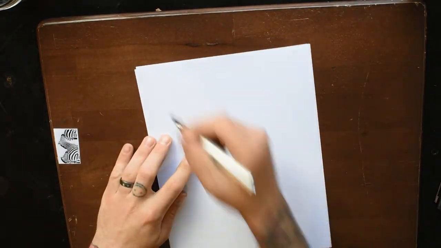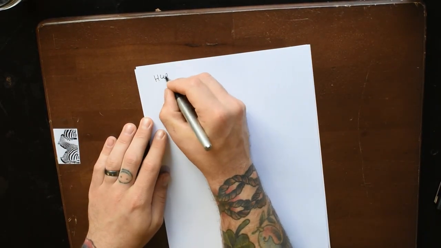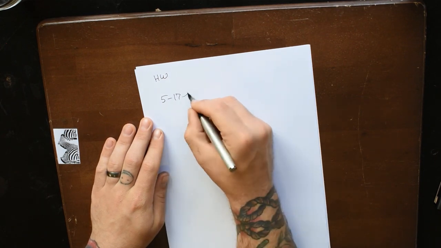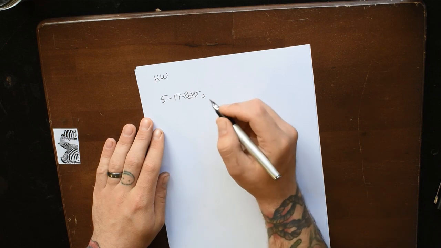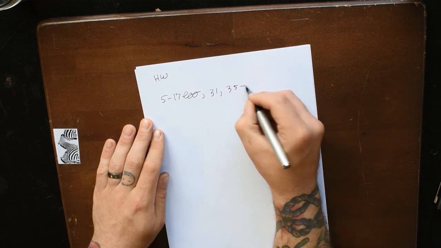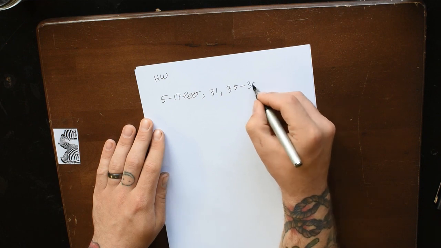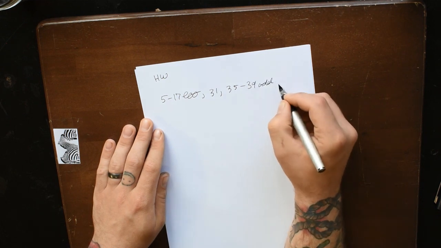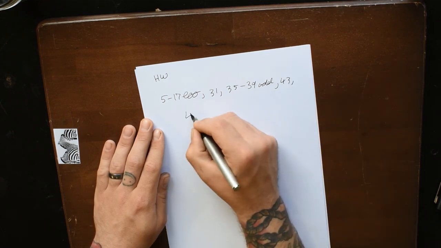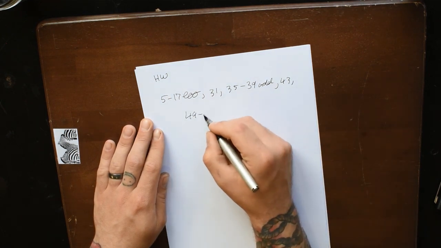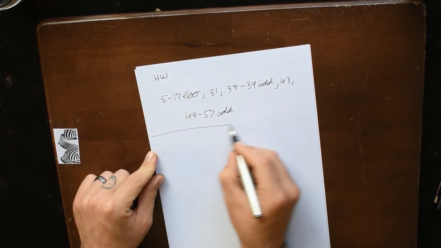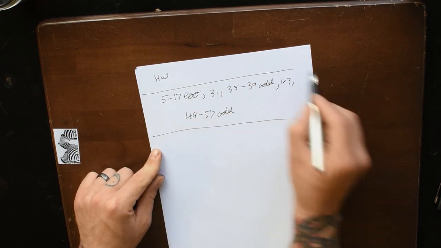For homework, everyone's favorite part, go off and do 5 through 17 every other odd. 31, 35 through 39, odd. 43, do 49 through 57, odd. Go off and do those.